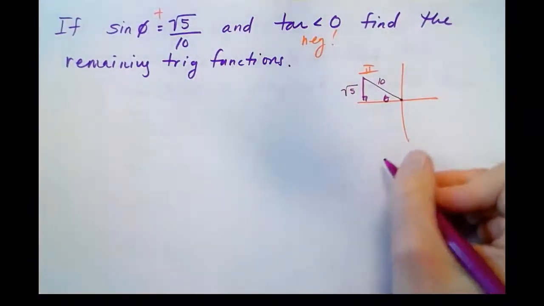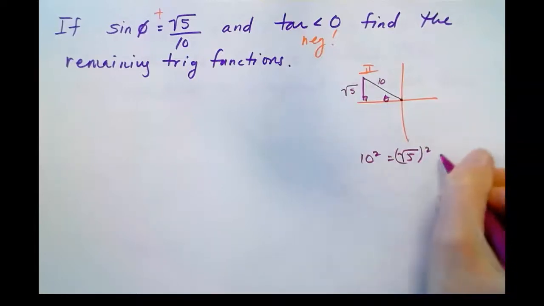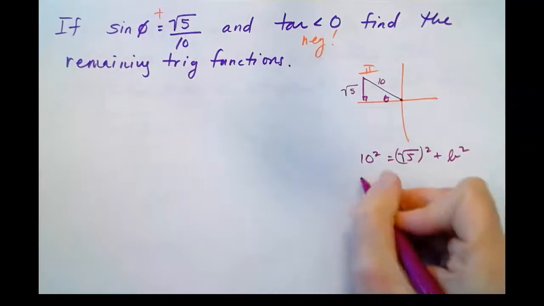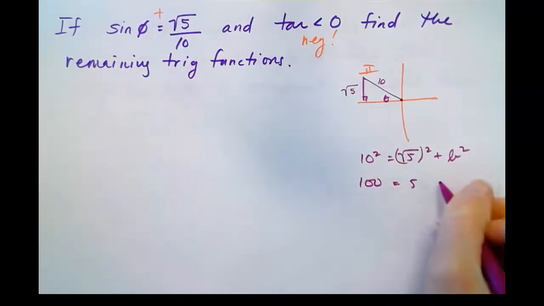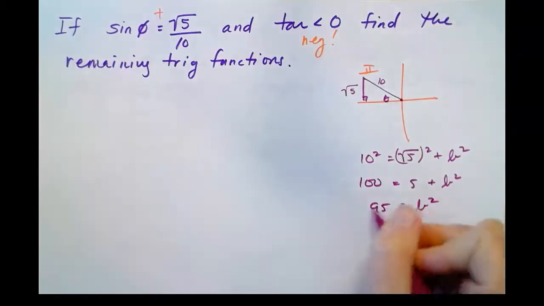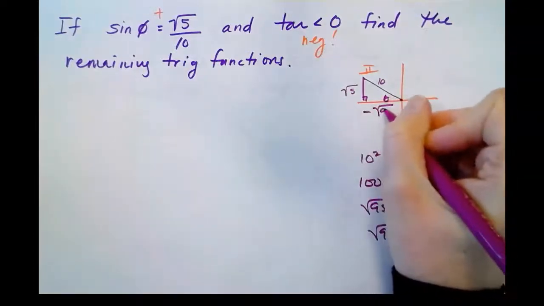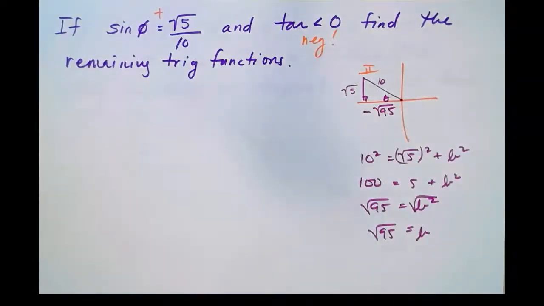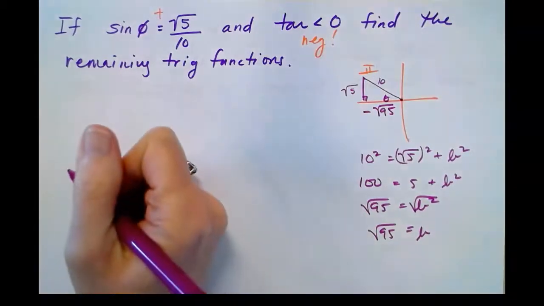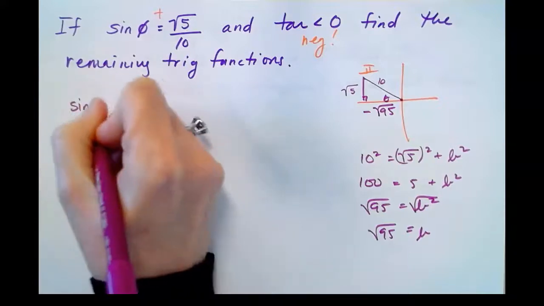So use Pythagorean theorem. 10 squared equals root 5 squared plus b squared. So that's 100 equals 5 plus b squared. That is 95. Therefore, b is root 95, so negative root 95. Let's go from there and find the remaining trig functions. Be careful on the signs. The sine was given.